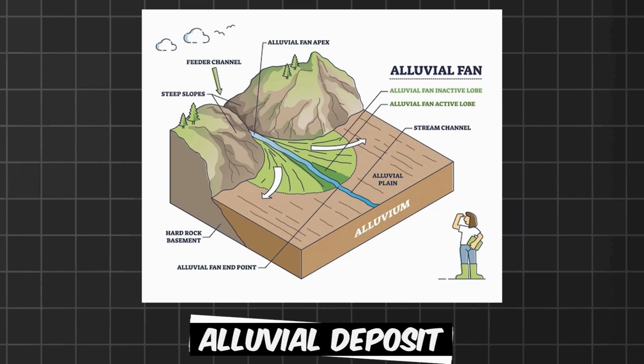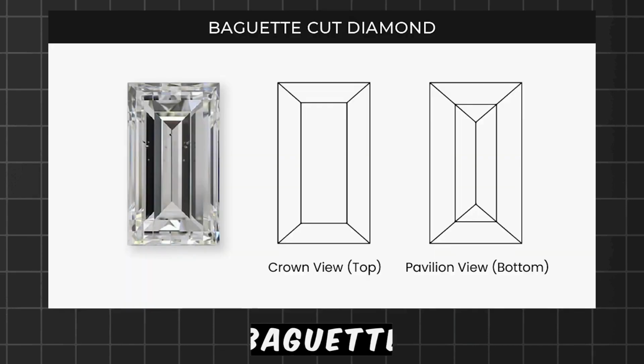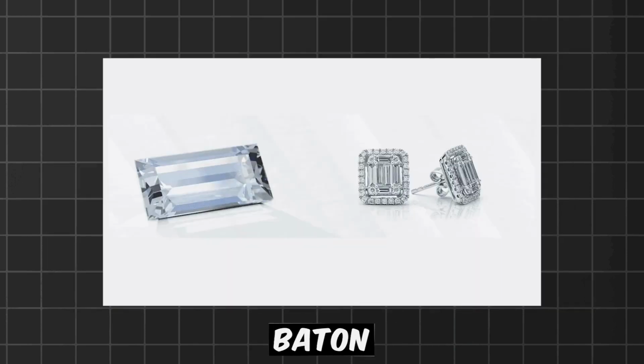Alluvial deposits. Diamonds that are found in the beds of sand or gravel along rivers or oceans where they have been washed by waters from their origins. Appraisal. The act of placing a monetary value on the diamond as opposed to giving it a quality grade. Baguette. Diamond cut in the shape of a narrow bar and named after the long French loaf. Baton. This is another name for the baguette cut diamond.